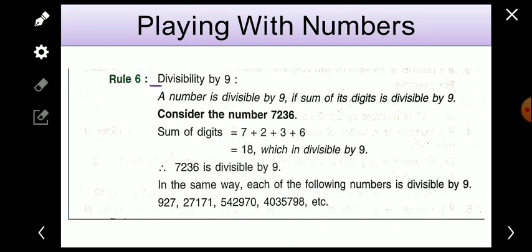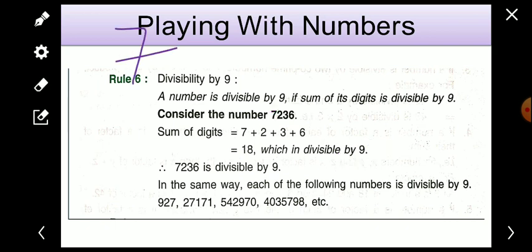Now divisibility by 9. So it is same as 3. A number is divisible by 9 if the sum of the digits is divisible by 9. So in the case of 3 also we were doing the same thing. We were getting the sum of the digits, and we were checking whether the sum is divisible by 3 or not. So here also we'll do the same thing. We'll get the sum of the digits, and we'll check that sum is divisible by 9 or not. If sum is divisible by 9, it means the number is divisible by 9.